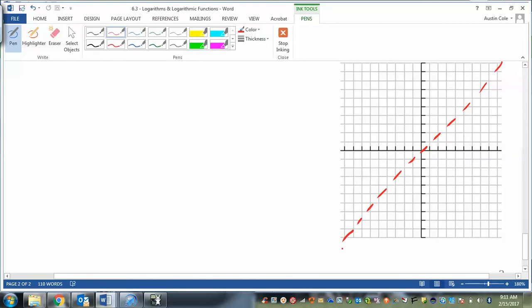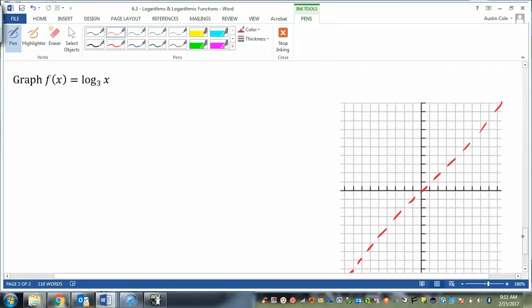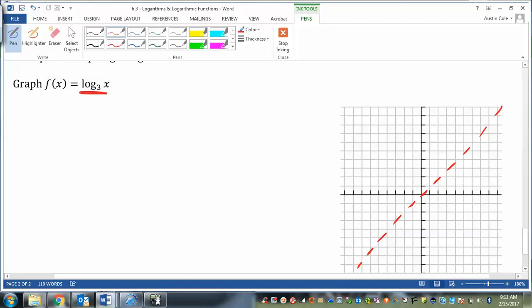Okay. That's the line y equals x. Now, in order to find inverses, if we recall, we are going to switch x and y. Okay? Now, here's how we're going to do this, guys. We are going to graph, okay? When we graph this, in order to graph that, we're going to think about 3 to the x. Because I can graph 3 to the x pretty darn easy.